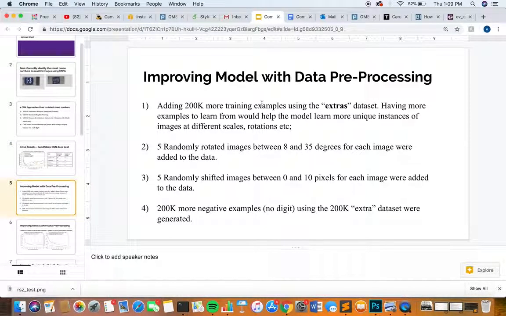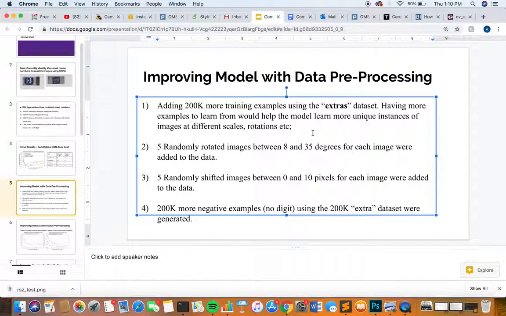Then I tried data pre-processing. So far the model was trained only on the training set with a few negatives added. Instead, I went and added 200K more training examples using the extras data set. I randomly rotated images between 8 and 35 degrees. I randomly shifted images between 8 and 10 pixels, and then I added even more negative examples with no digits using the 200K extra data set.